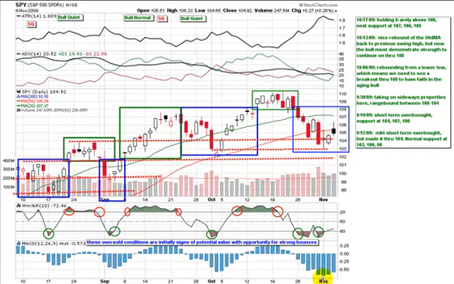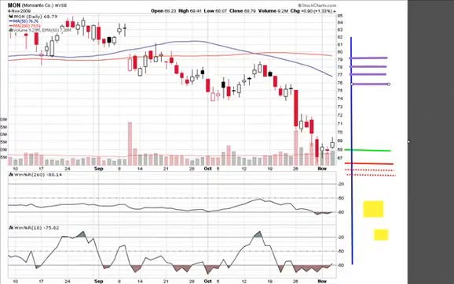You can see MACD histogram has gotten to a 3-month low and has turned up, so we've got some evidence of some healing and support going on in here underneath the 50-day moving average. So let's take a quick look at Monsanto now.